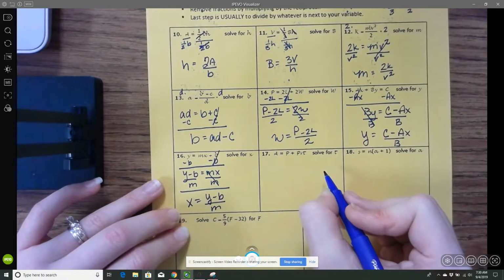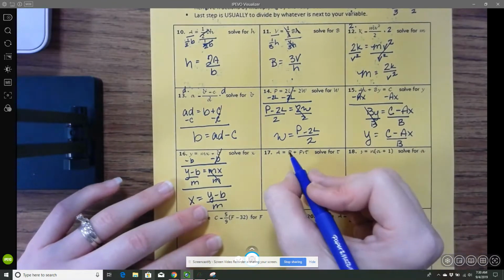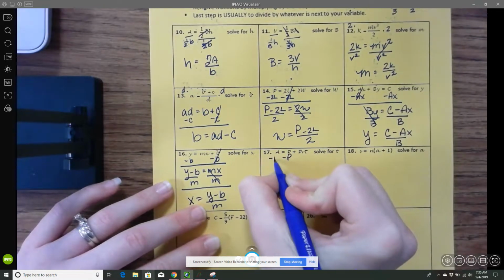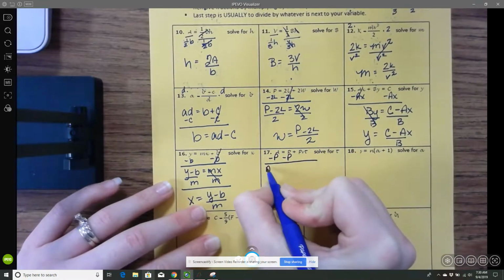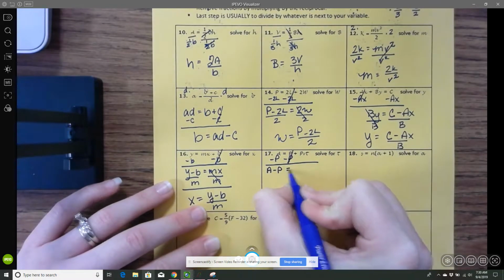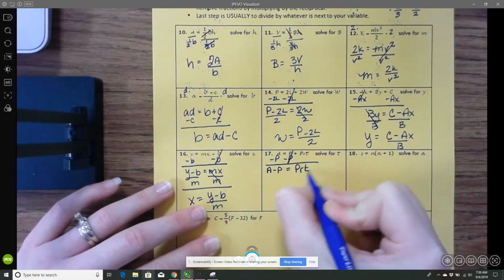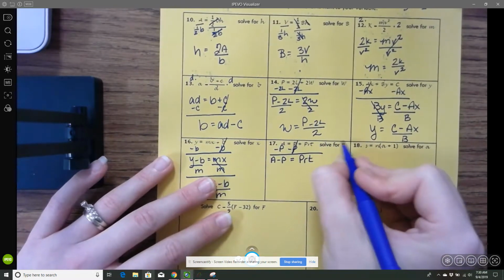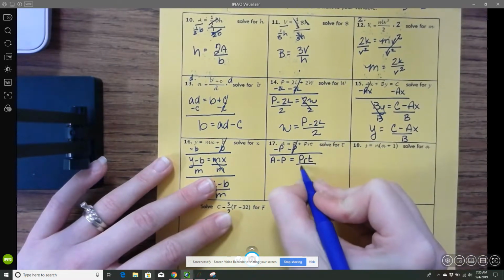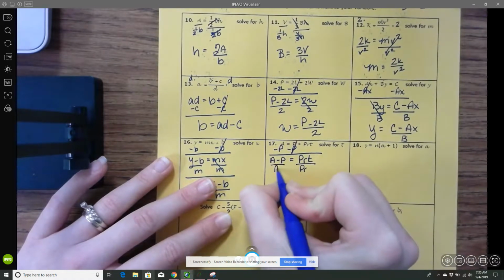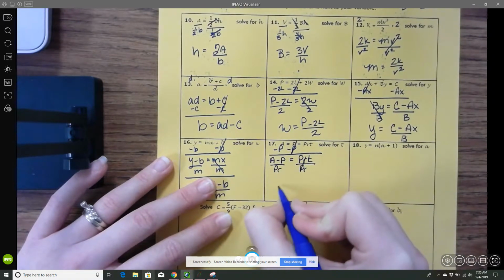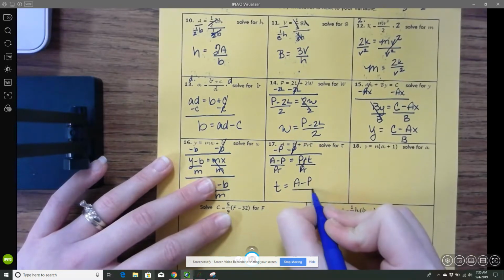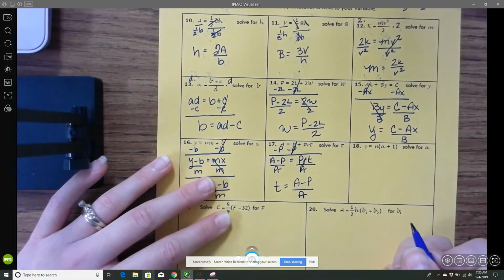All right, here we're going to solve for T. So I'm going to get rid of this P first. So I'm going to subtract it from both sides. So I've got A minus P equals PRT. So this is interest, compound interest in this one. Now I want T by itself, so I've got to divide by the PR. So this is going to get canceled. So T is going to equal A minus P divided by P times R.